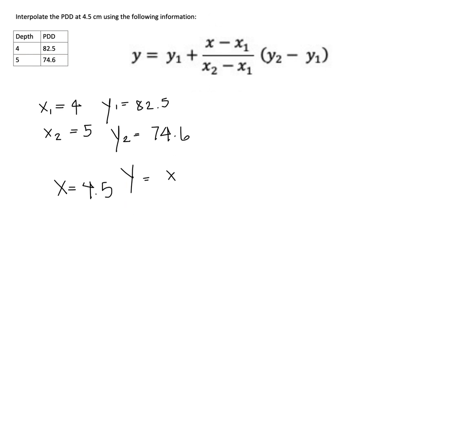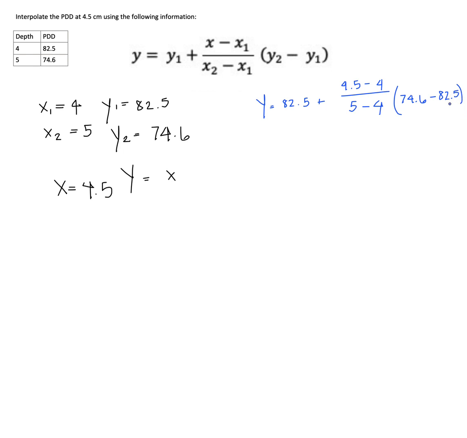So if we do over here, it's going to be y is equal to y1, we've got 82.5, plus x minus x1, so we have 4.5 minus 4 over x2, we have 5 minus 4 times y2, 74.6, minus y1, 82.5. So order of operations is really important here.